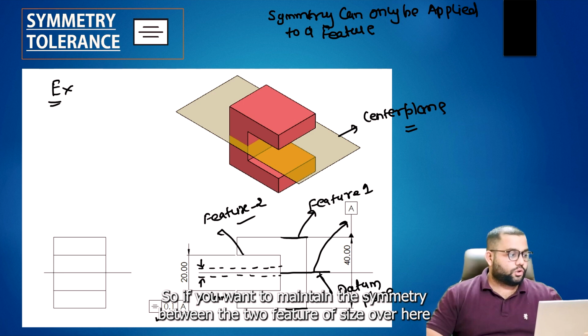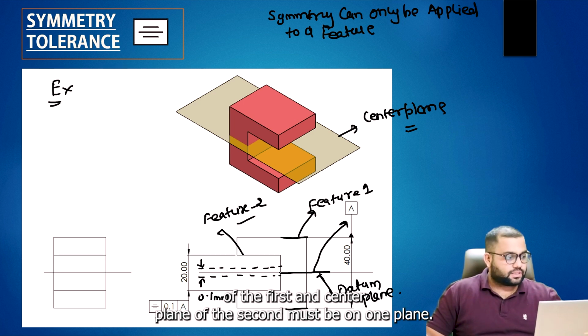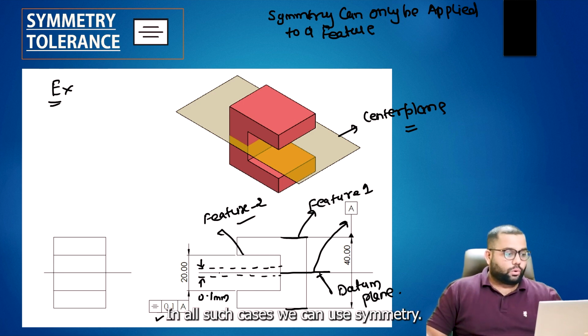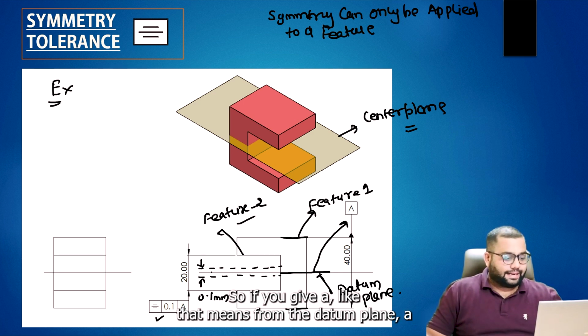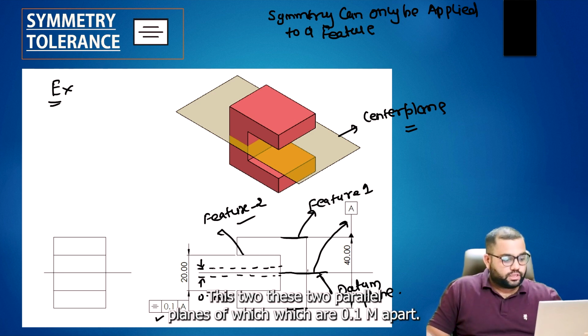If you want to maintain the symmetry between two features of size over here, two center planes, that means the center plane of the first and the center plane of the second must be on one plane. In all such cases, we can use symmetry. So from the datum plane A, you have two parallel planes which are 0.1 mm apart.